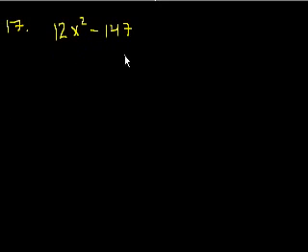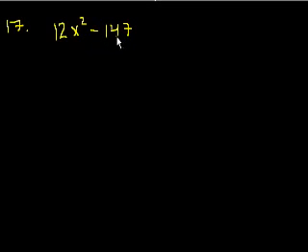We're on problem 17, and it asks us which expression shows the complete factorization of 12x squared minus 147. Let's see. First of all, can we factor something out? 147 is a strange looking number. It's definitely not divisible by 12, because 12 goes into 144. Is it divisible by 3?